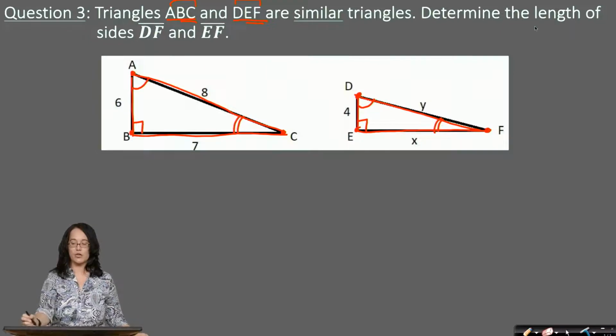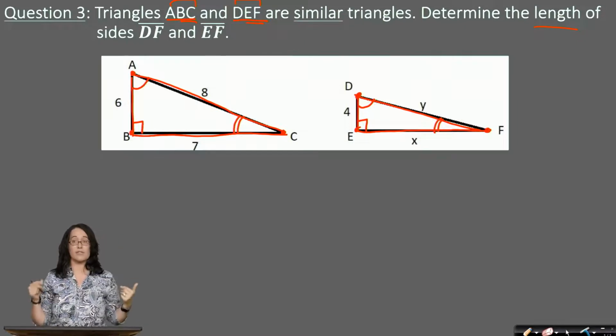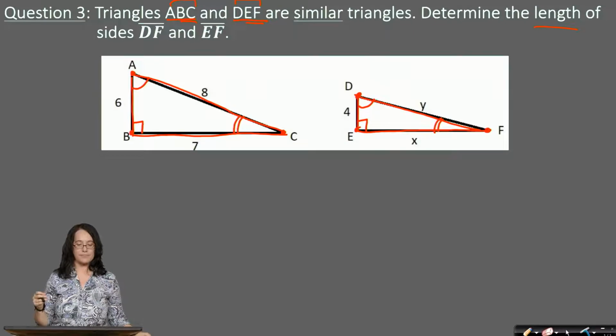It says, could we determine the length of side DF and EF? And remember that by putting that little line segment above DF, it's talking about the actual length or the measurement of that segment DF. Okay, so let's take a look at DF. Well, DF is actually what we're calling Y in this problem, isn't it? So we want to find out what that equals.